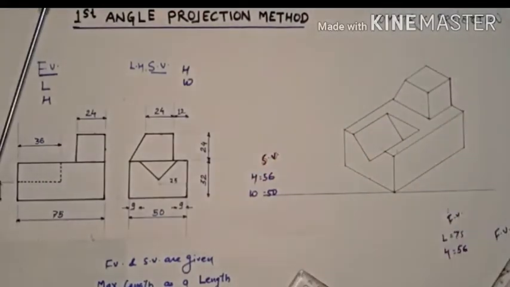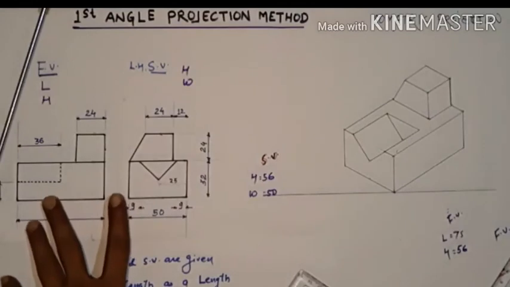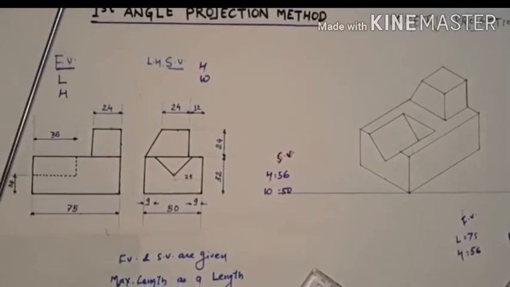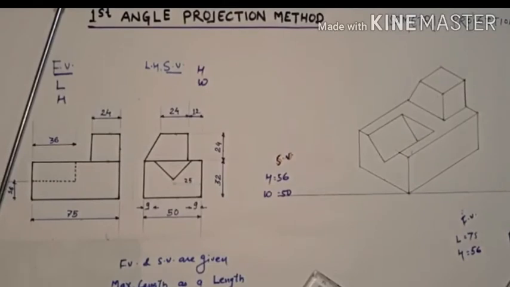So the total isometric view of these particular views is clear. So now I can show you with an HB pencil. So wait for some time.